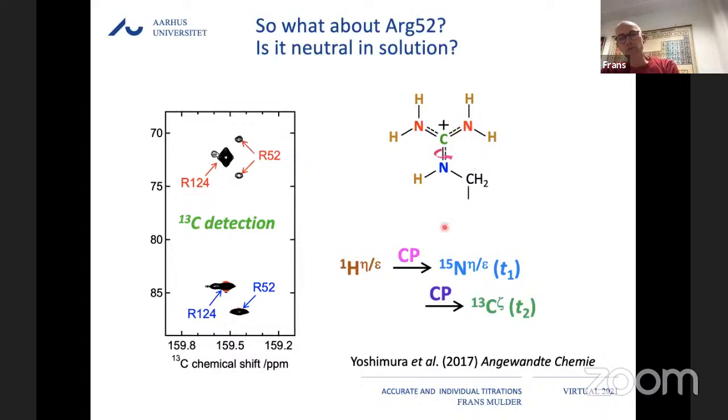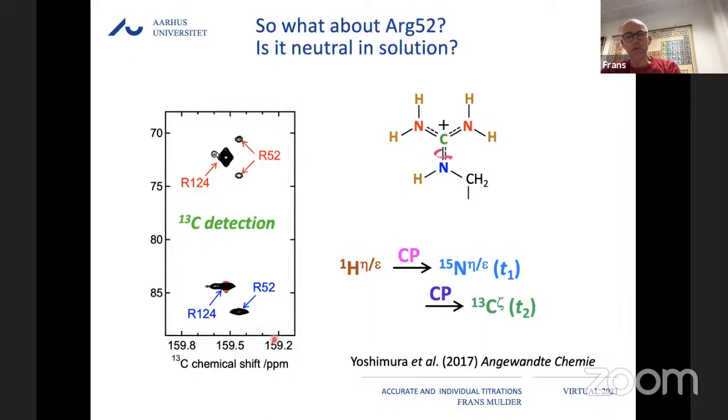The NMR experiment, which I will not show, but it's published material, starts by taking the magnetization from the protons, then transferring that by a cross-polarization step to the nitrogens, whose chemical shifts we then measure, and then we transfer on to the carbons where we do our detection. And that then gives us these two maps.